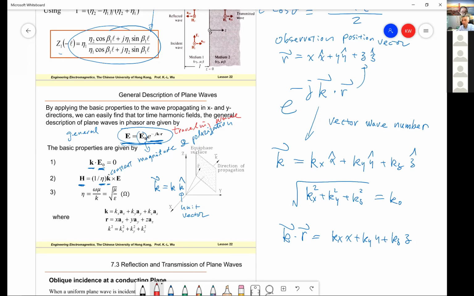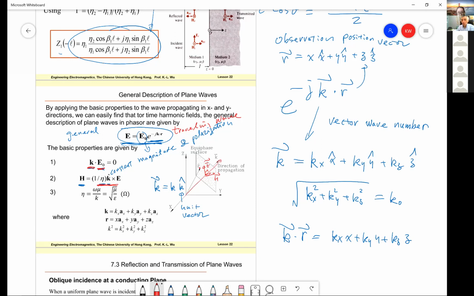General expression. You see the wave propagates in the K direction. Then you can justify K is perpendicular to the E vector, and also because of this, K is also perpendicular to H. So that means if you have E, then you have H, and they are all perpendicular to each other. All right, then this point is your observation point.